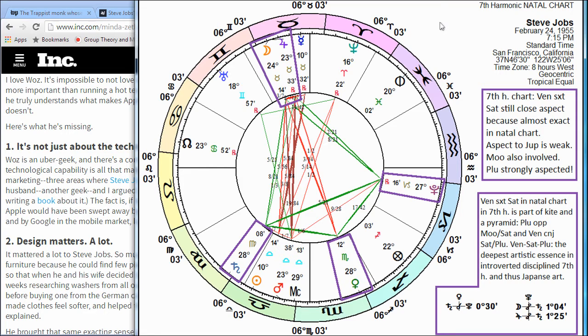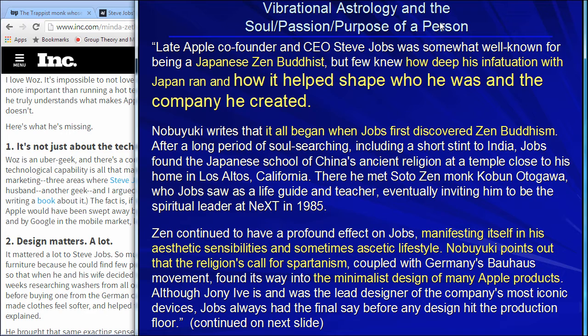Okay. I'm not telling you this part to convince you of anything. I'm telling you this to give you the sense of what it's like to analyze charts using vibrational astrology. And as we read these websites, I'll read you this section. Late Apple co-founder and CEO Steve Jobs was somewhat well known for being a Japanese Zen Buddhist, but few knew how deep his infatuation with Japan ran and how it helped shape who he was and the company he created. I read that and it just blew my mind because that's what I see in the chart. This is what shapes who he was and the company he created. And this author, who knows nothing about astrology, but is obviously very smart and very perceptive and does a lot of good research, found out that it's true.